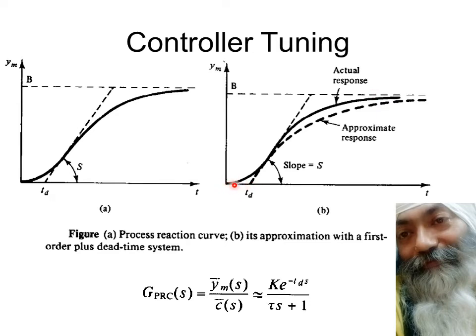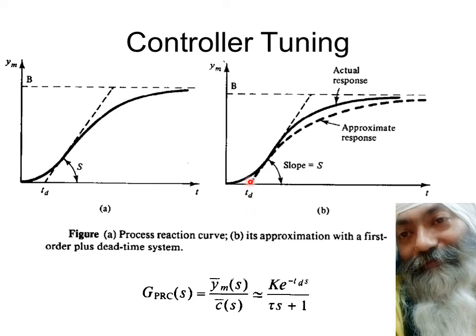This is the dead time element, followed by a first order curve, and the first order curve is approximated. This is the first order curve, and we have the slope S over here. So what we will see is that we will find the time constant tau of this. And how is that found?